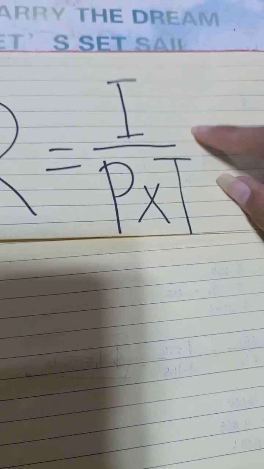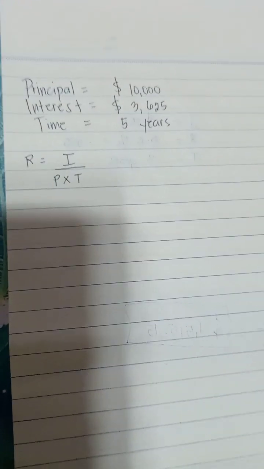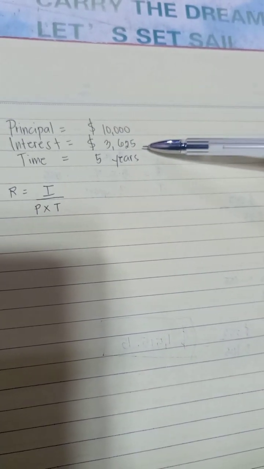Next, I'm going to show you how to find the interest rate if someone borrows $10,000 and pays $3,625 in simple interest over 5 years. So the question is, what was the simple interest rate? To find the interest rate, we must use this formula: interest divided by the principal multiplied by the time. As you can see, the principal is $10,000 and the interest is $3,625 and the time is 5 years.